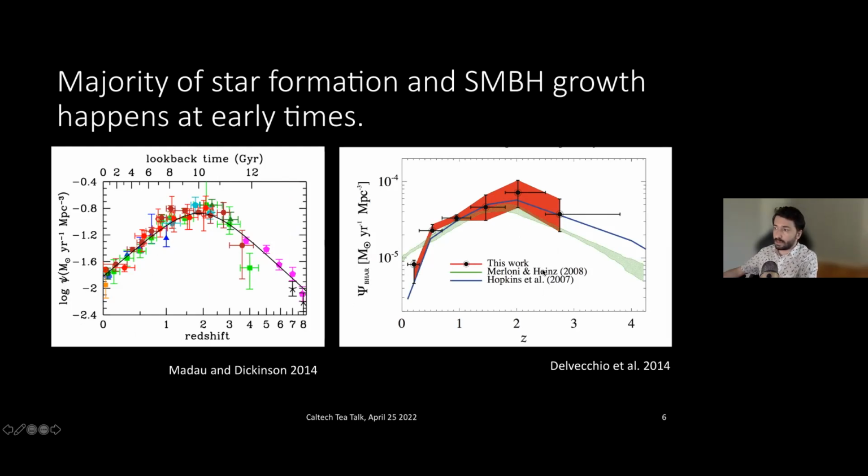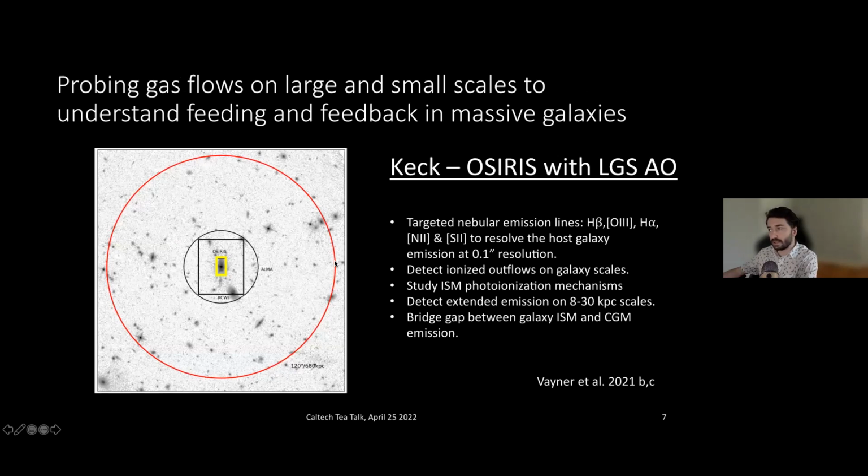And so if we want to understand these feedback mechanisms and how the gas accretes onto galaxies and provides the fuel for both star formation and black hole growth, we really have to study distant galaxies. And we have to study these distant galaxies on different scales. And so this is a project that I've been working on since the start of the academic year, trying to bridge these different size scales and trying to better understand how the gas feeds into galaxies and how that loops back into the surrounding circumgalactic medium.